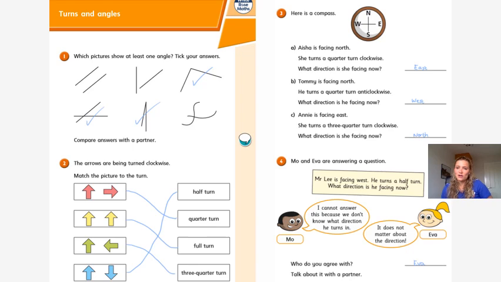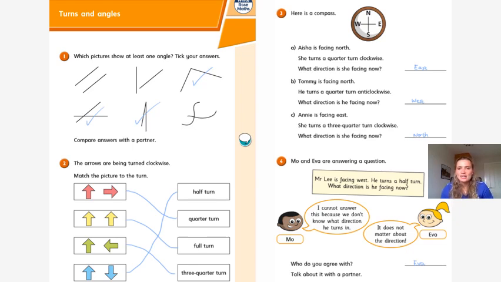So here is a compass. Now a compass is just something we use to show directions with. So north, east, south and west. One way to remember is, I know we've got lots of different ones we've discussed in class, but I've always used never eat shredded wheat to remember the order in which north, east, south and west face.